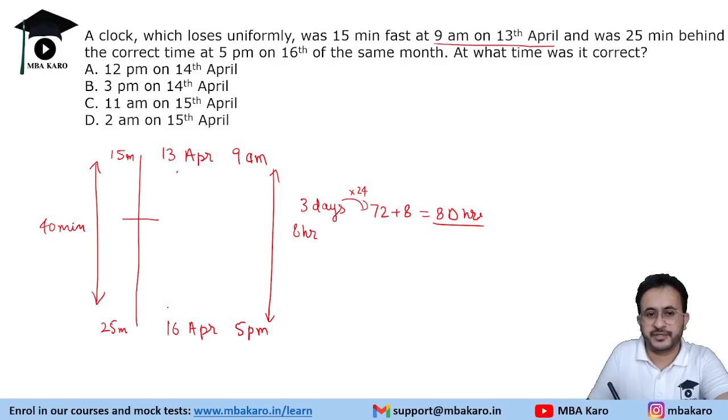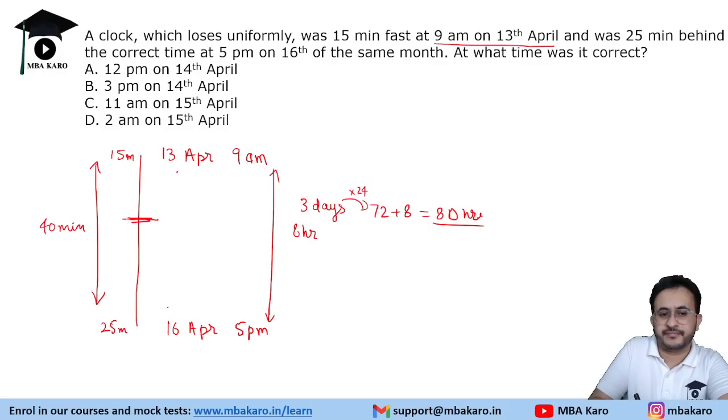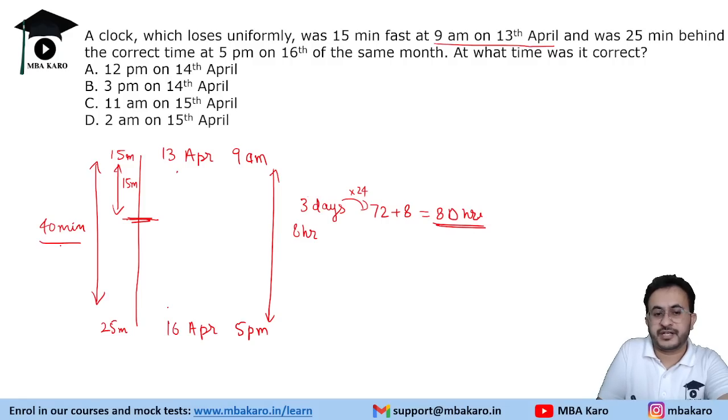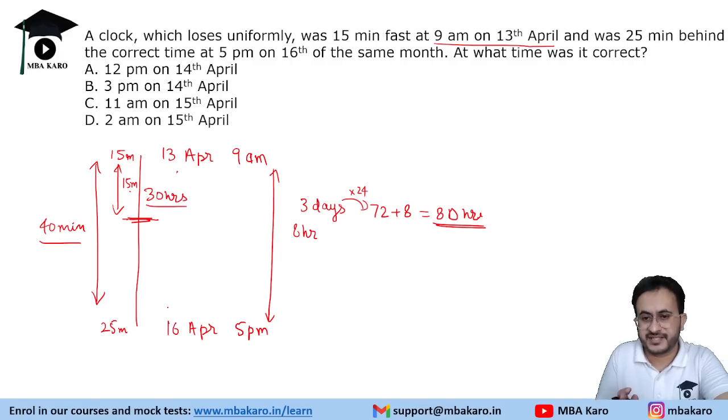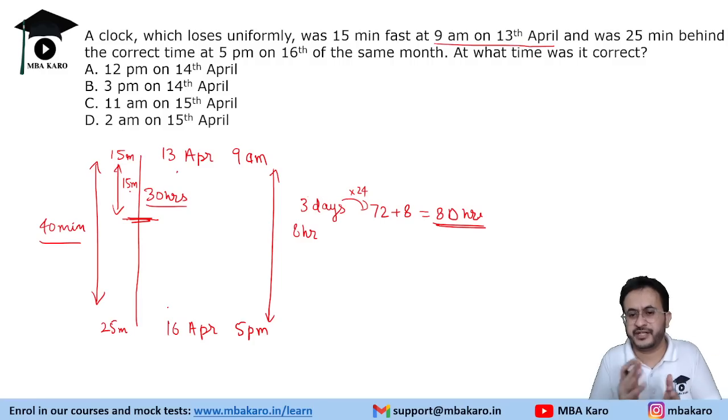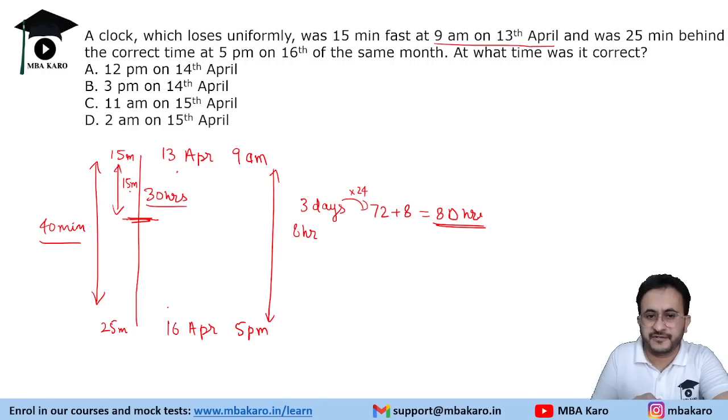Okay, 40 minute का loss हो रहा है. We need to find this time at which 15 मिनट का चेंज आना चाहिए. सो 80 आवर्स में 40 मिनट का चेंज आ रहा है, 15 मिनट का चेंज आएगा 30 आवर्स में. Isn't it proportionality? Double हो रहा है, like 40 double 80, 15 double 30. So in 30 hours, it will change by 15 minutes.